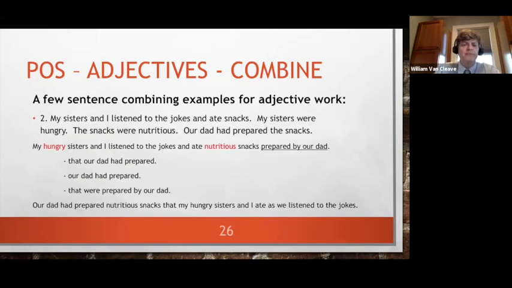But the second one: my sister and I listened to the jokes and ate snacks. My sisters were hungry. The snacks were nutritious. Our dad had prepared the snacks. We've got several different ways to go. And I've written some of these out. I'm not going to take the time to read them.